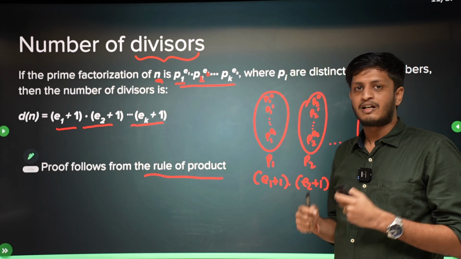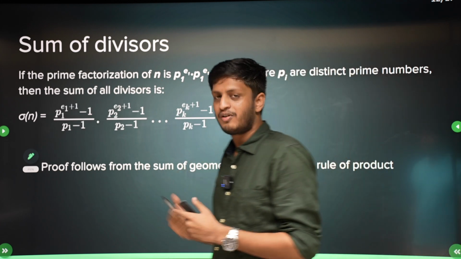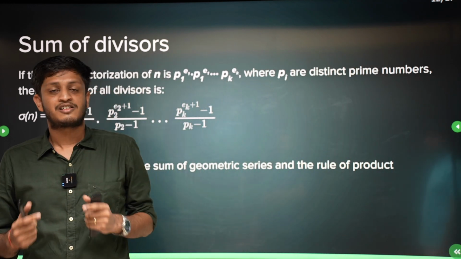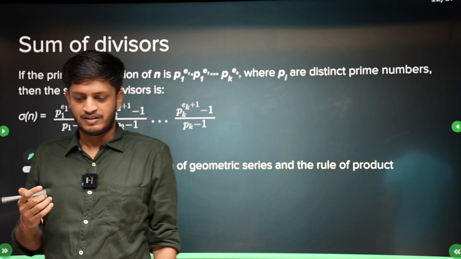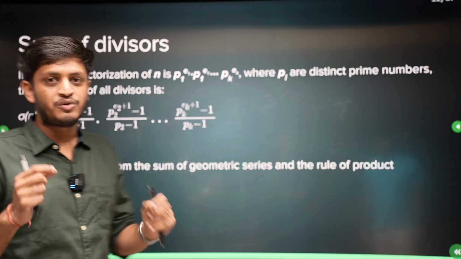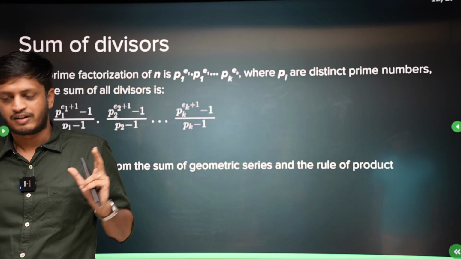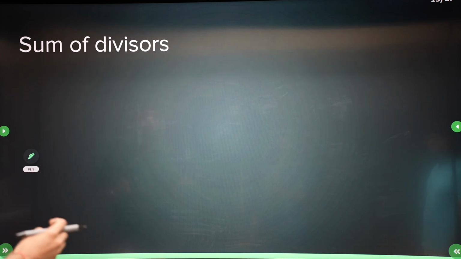Cool. Now a slightly more interesting problem comes up. What is the sum of all divisors? Sum of all the numbers which divide, let's say, 1000. Okay. So think about it. We can actually do it from whatever we have learned so far, okay? So this is the formula, very big formula, but we will derive it, okay? It will be very simple.